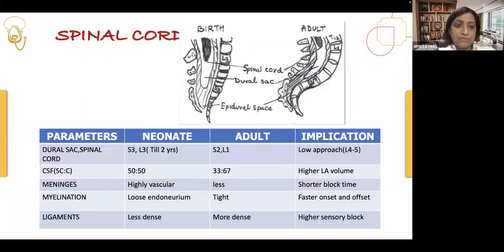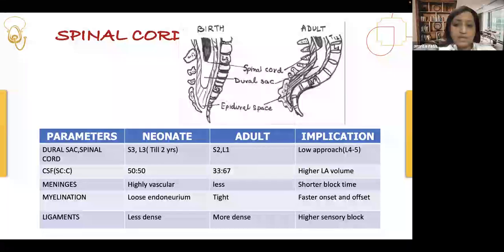Then, apart from that, how a pediatric spine differs from an adult spine is very important if you are talking about central neuraxial blockade. In a neonate, the dura mater ends at S3, whereas the spinal cord ends at L3, whereas in an adult it is S1 and L1. So you have to go for a lower approach if you are going for a pediatric, neonatal spinal. Then comes the CSF. The CSF distribution is 50-50: 50% of the CSF is in the cranium and 50% is in the spinal cord. Whereas in an adult, 33% is in the cranium and 67% is in the spinal cord.